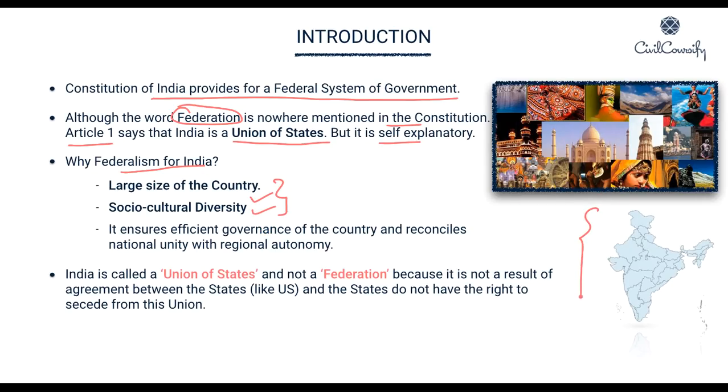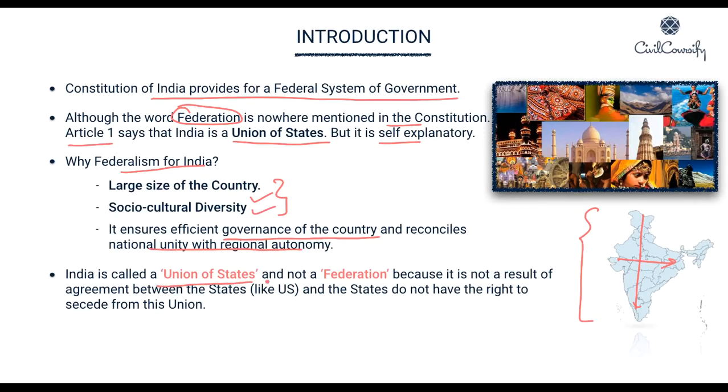So the geographical range of the country is huge, and if we go from north to south or from west to east, we notice there are a lot of states with social diversity, cultural diversity, linguistic diversity, ethnic diversity. So all this had to be catered, and to ensure efficient governance of the country and to reconcile national unity with regional autonomy, states were required and a federal form of government, a federal structure was required.